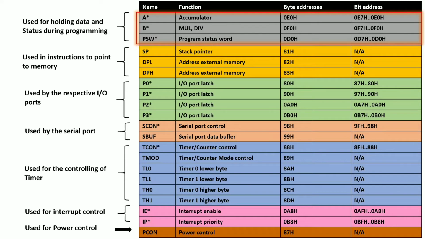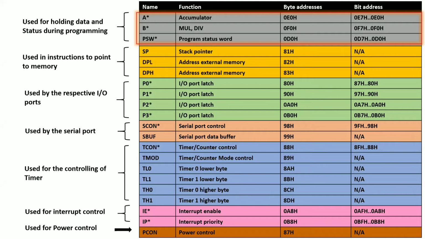So B register is also used for any arithmetic operations, but there is a special case. Whenever you are performing the multiplication and division operation, you must use the B register. That is the point to be noted here. We will use B register in multiplication and division operation, and also we can use it in any arithmetic operations. Okay. The next one is the program status word or processor status word.